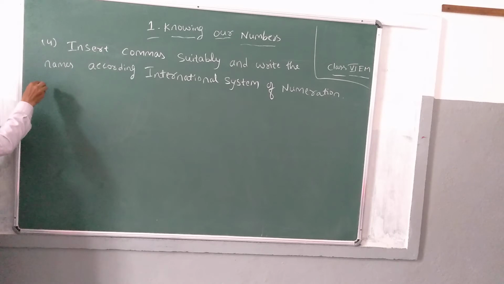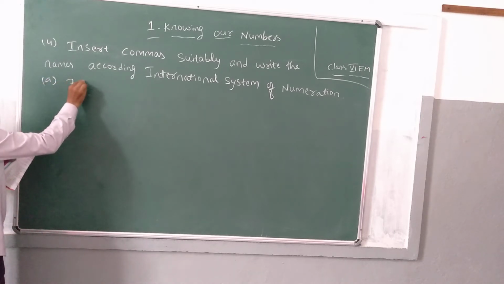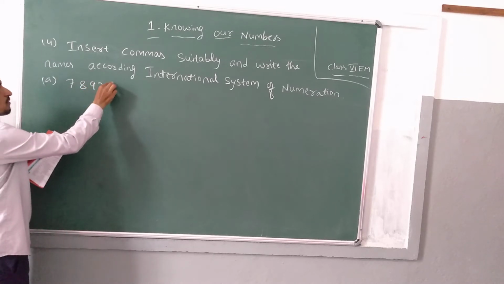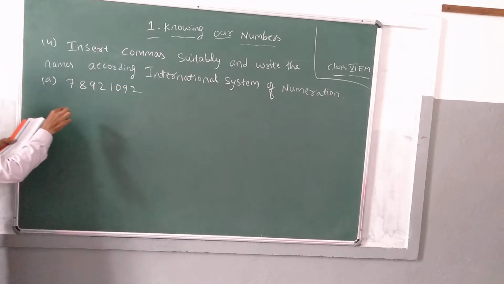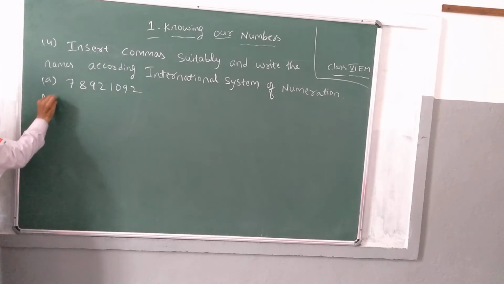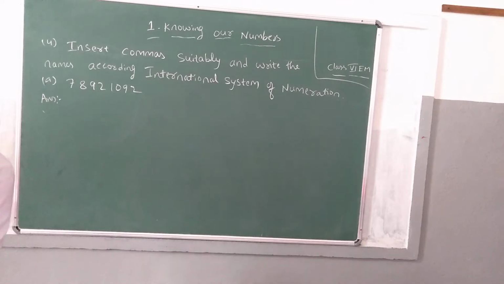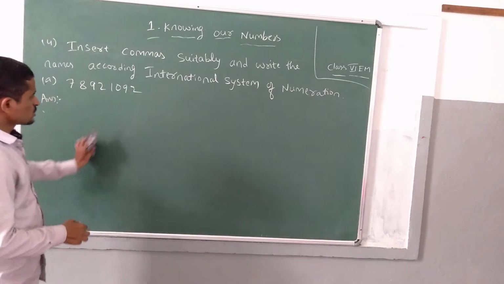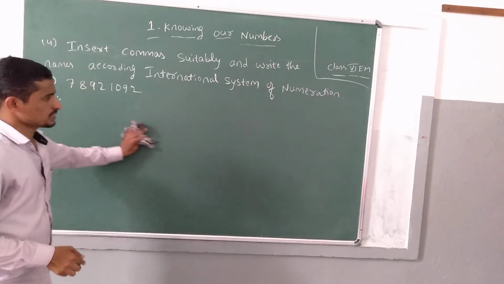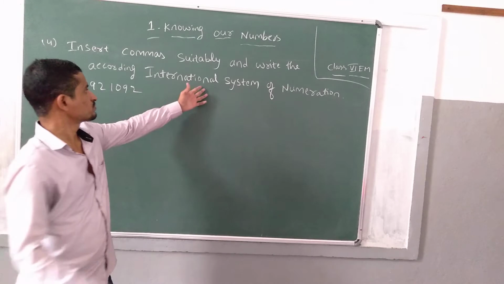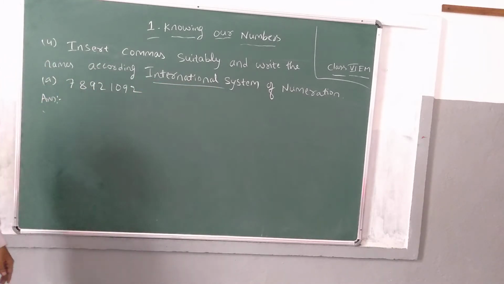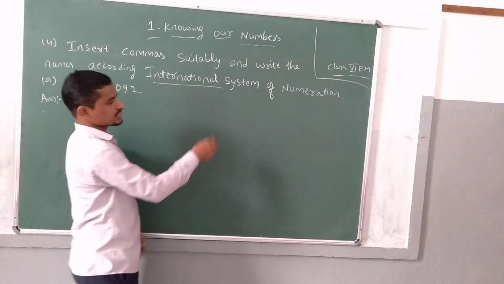Okay, so first problem, that is 78921092. Okay, this is your number. Okay, so write the number once again here. So one thing you remember, you know that in international system little bit change compared to our Indian system. I will see what the thing is different here.